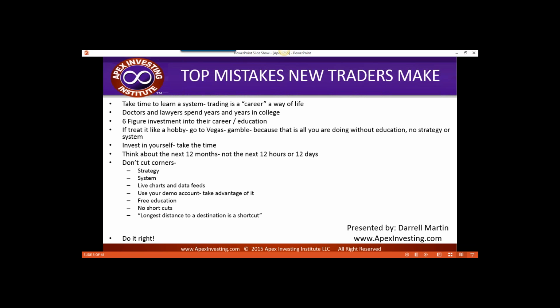I don't want to pay for education. I don't want to pay monthly fees to get educated and learn unless I'm making something. I don't want to take the time to watch a video. I just want to open a chart and start pressing a button. Is that even logical? When you step back and think about it, does that make any type of sense at all? No, it absolutely doesn't.